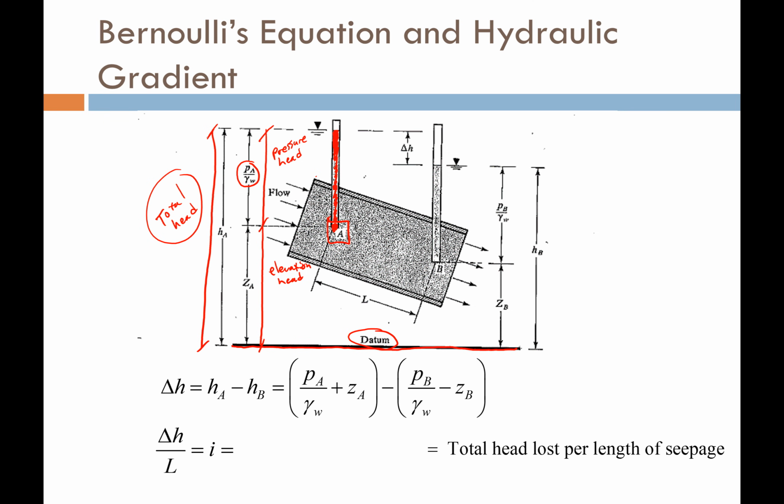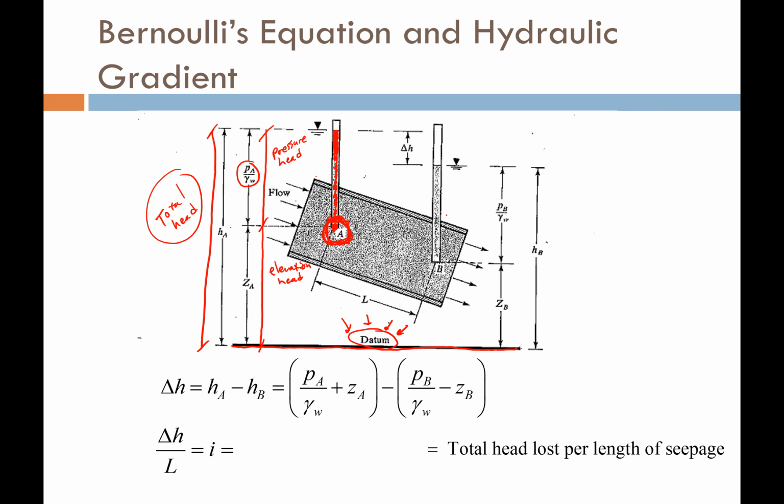So in review, total head is the height that the water level rises up in a piezometer relative to some defined datum. The pressure head is the depth from the top of the water in the piezometer down to my point of interest, in this case point A. And the elevation head is the vertical distance from my datum up to my point of interest. And the total head is the summation of the pressure head and the elevation head. Okay, so hopefully we've got some of those concepts down.